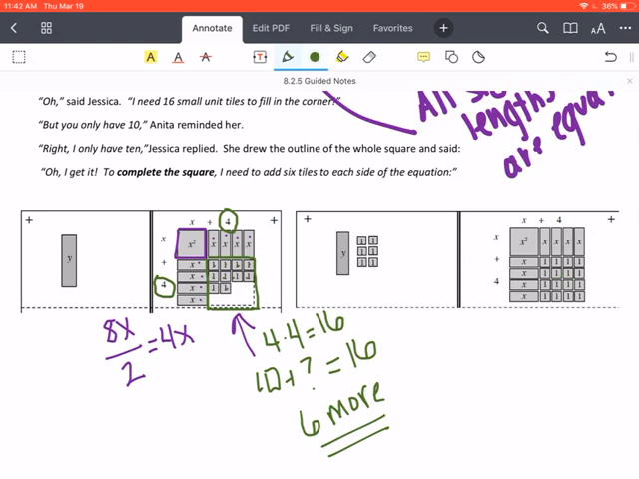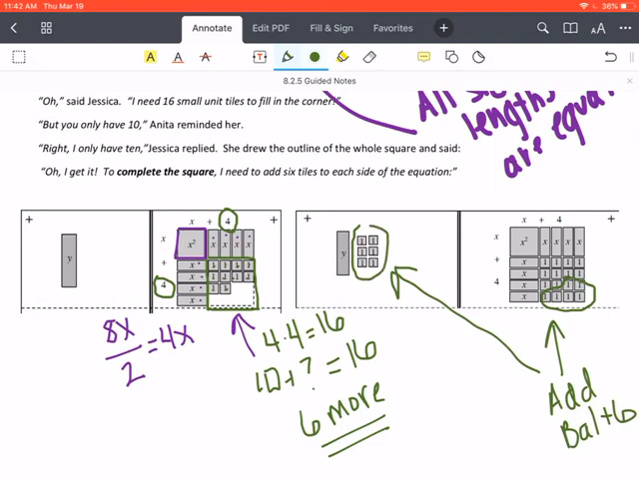She went ahead and added these 6 tiles here, but this is going to take you back to first semester. When we add balance, you can't just add things to one side. What do you have to do? You have to add to the other side of the equation as well. So if you compare the first diagram to the second diagram, you can see that to complete the legal move, she had to add 6 to both sides.